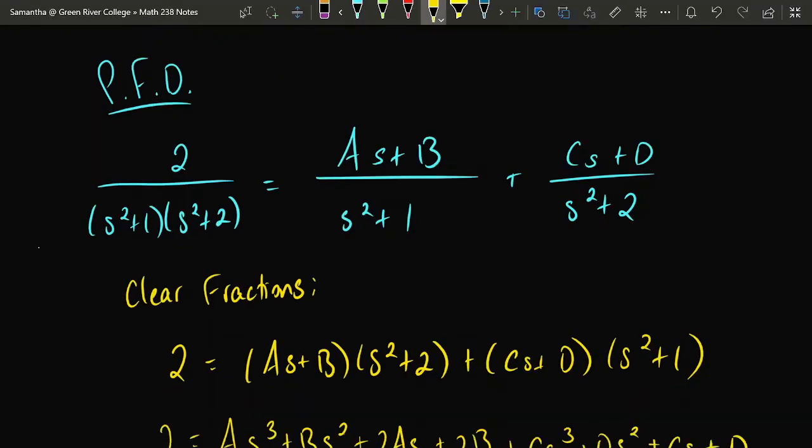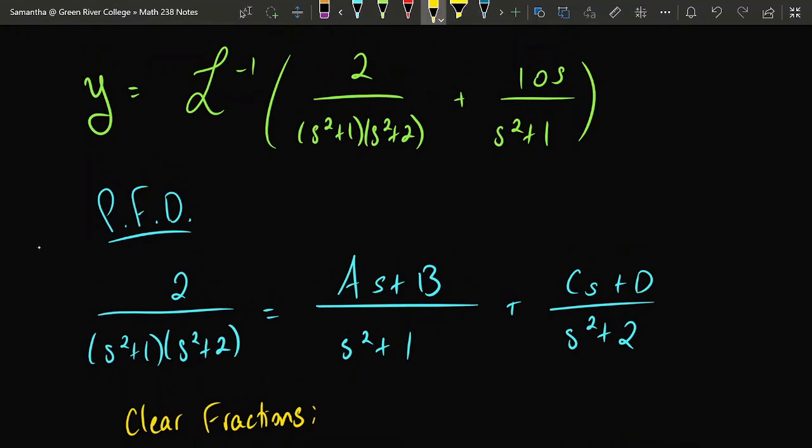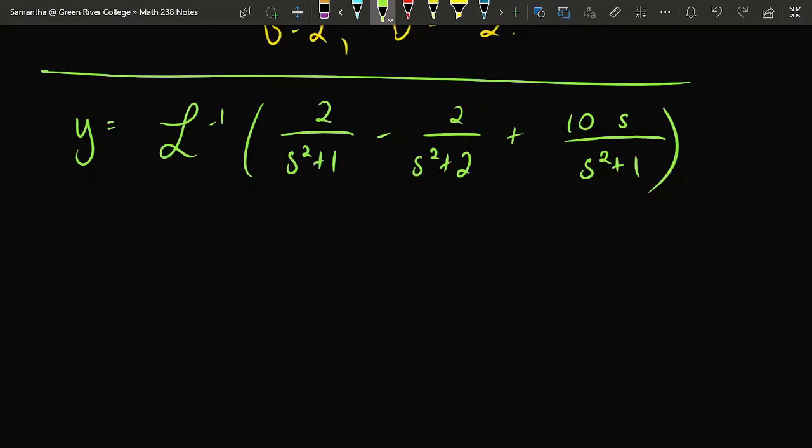So scrolling back up, that would imply that this first fraction in my inverse Laplace transform can be decomposed into, since a is 0 and b is 2, 2 divided by s squared plus 1, and then we have -2 for d, c being 0, -2 divided by s squared plus 2. To find the solution, now all that we need to do is find the inverse Laplace transforms of all three of the functions which are being added together in this parentheses here.